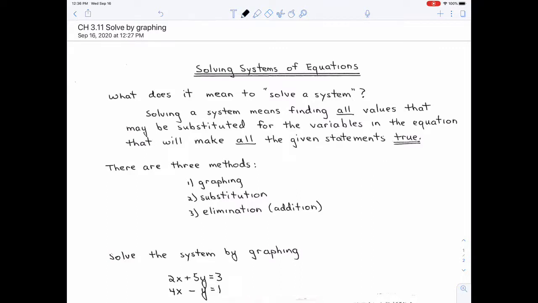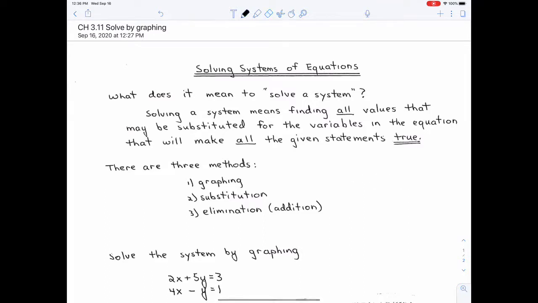What if I give you this: 2x plus 7y equals 13, and I say graph that. What am I asking you to do? Find all the values, all the xy pairs, that can be substituted for the variables that will make that statement true. In other words, what are you trying to do with an equation? You're just trying to make it true.